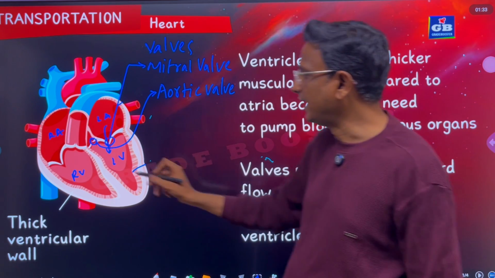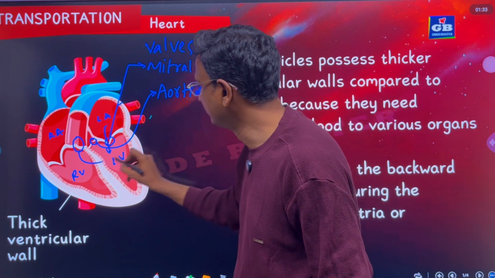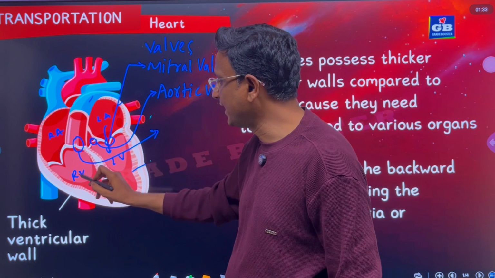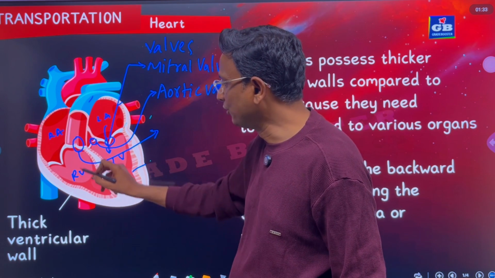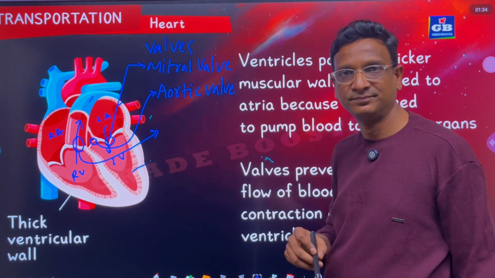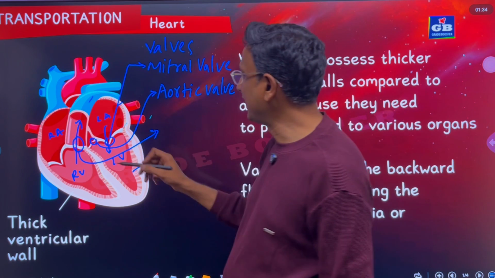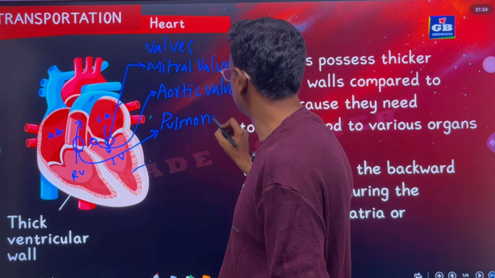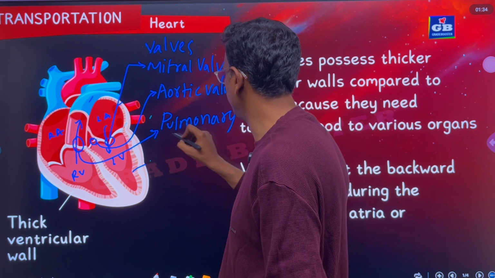Aortic valve. And there is one more valve here. So this valve is present between the pulmonary aorta and the right ventricle. So it allows the blood to flow from right ventricle to pulmonary aorta, not in reverse direction. So this valve is called as pulmonary valve.